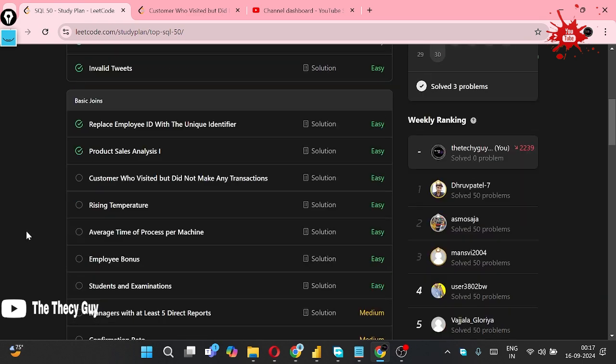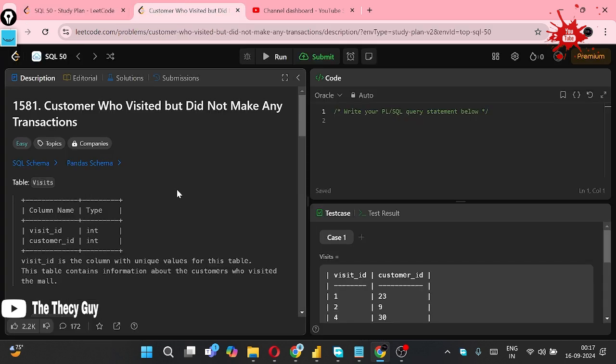And here is the third question: customer who visited but did not make any transaction. Whenever you are solving a LeetCode question, this one may be a bit tricky for you, but when I explain it, you should not think it is difficult just because the tag is easy. But trust me, when I was in college and practicing this question, it hit me differently.